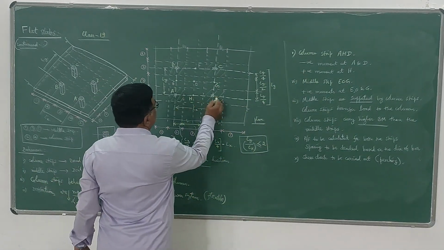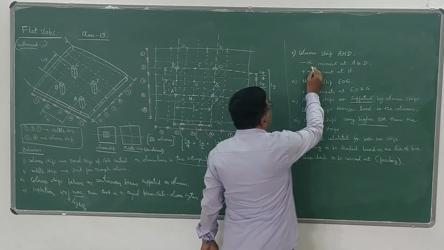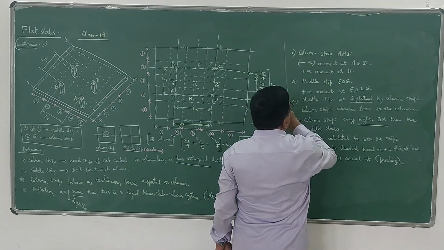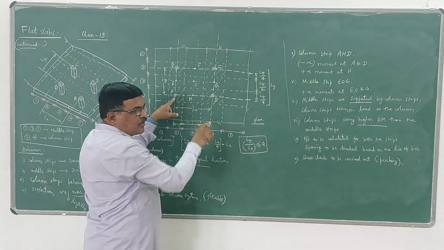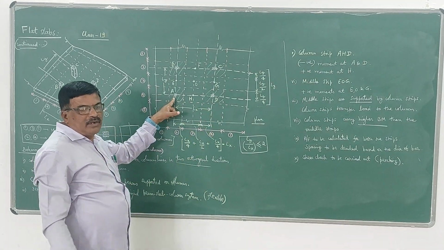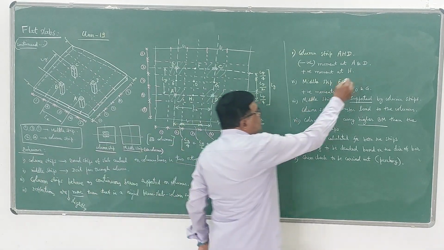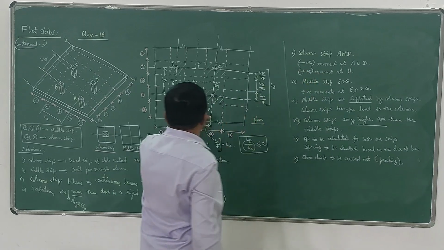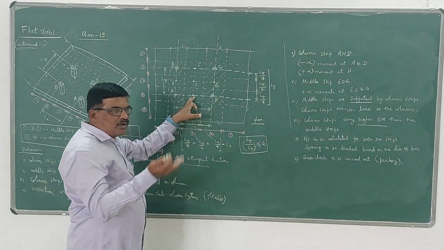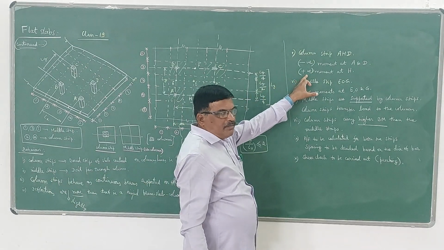Column strip, see here, column strip AHD. So this is a column strip. If I take this column strip AHD, negative bending moments will develop at A and B because A and B are supports. You know, in the design of a continuous beam, at supports you have negative bending moment, that is hogging. Hogging bending moment will be there here. Whereas at the center, at the mid span, where there is no support, it is going to have positive bending moment.